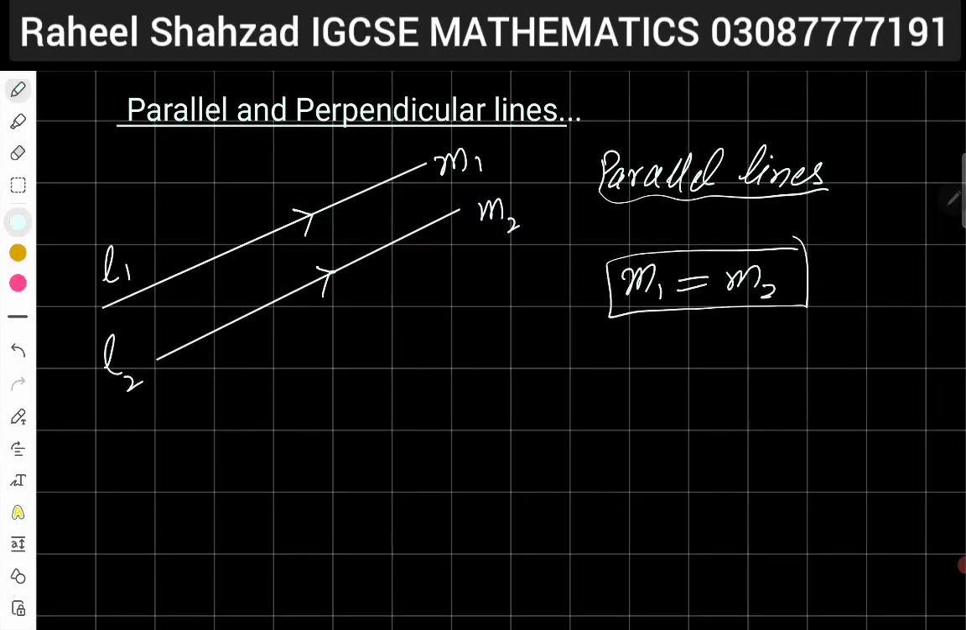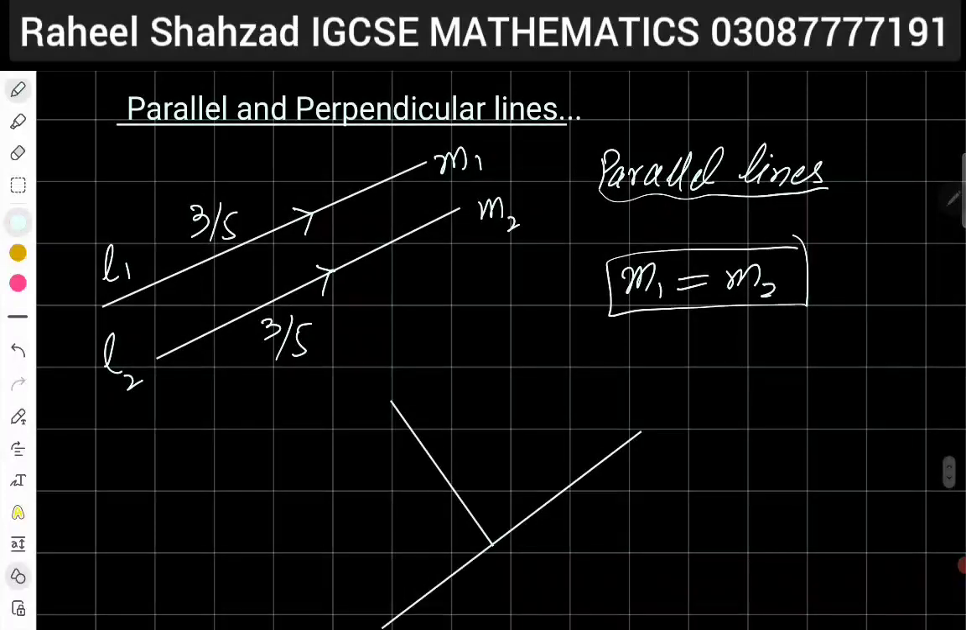What do you mean by this? For example, if this is the line which has slope 3 by 5, this line will also have slope 3 by 5. And then if two lines are perpendicular, what condition can we apply on it? This is your line L1, this is your line L2. If this has slope m, this will have slope minus 1 by m.